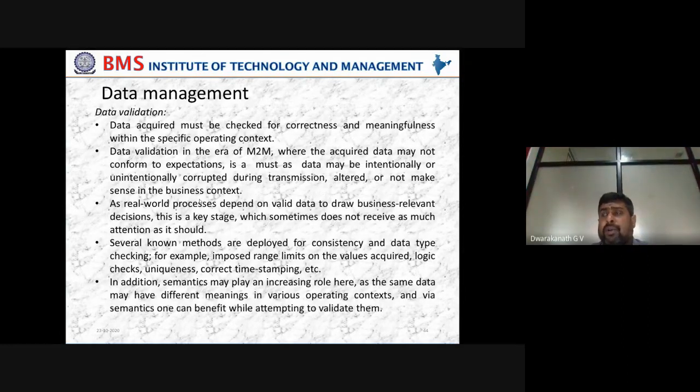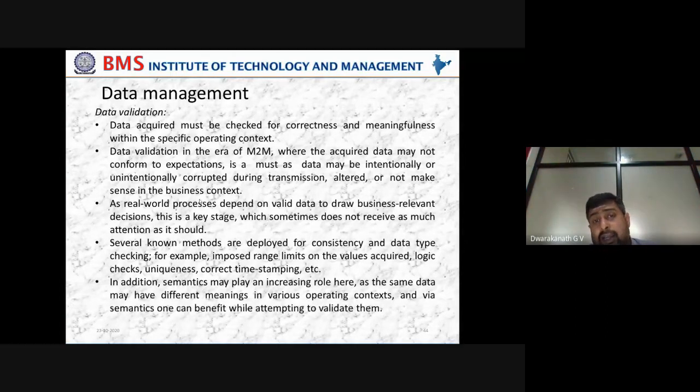With a web-based project, or whatever project you are doing, almost all students neglect this part: the data validation. Their concentration is always on the data input coming in, the data acquisition, then doing some processing on that data, and after that displaying the output. Always the student concentration will be on this particular thing.